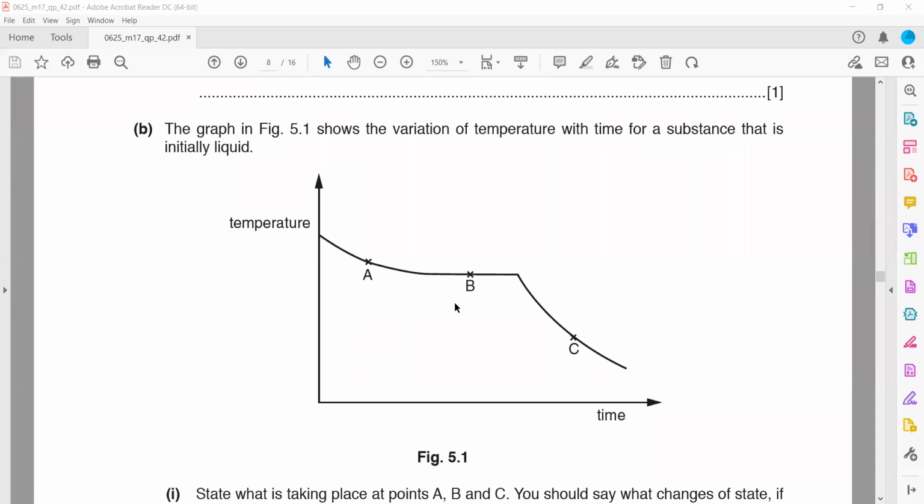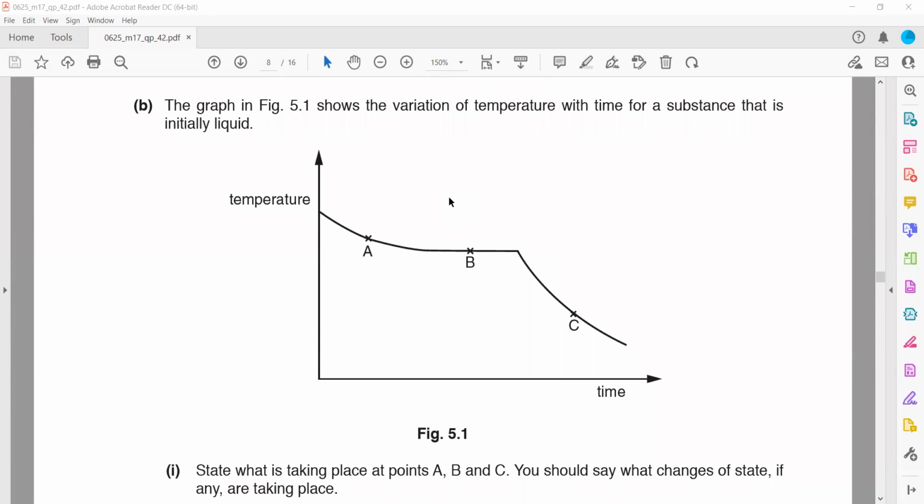Then the graph in figure 5.1 shows a variation of the temperature of a substance, initially liquid. So here, when the temperature is changing, the state does not change. In the beginning, we have liquid. Then here, the liquid freezes, converts into solid, and then we will have a solid.